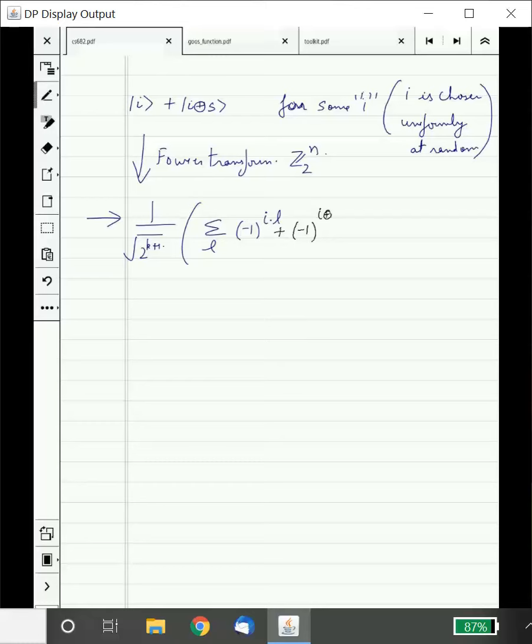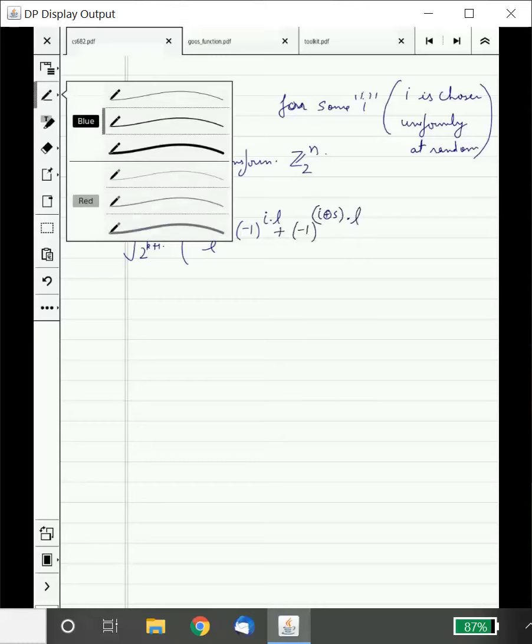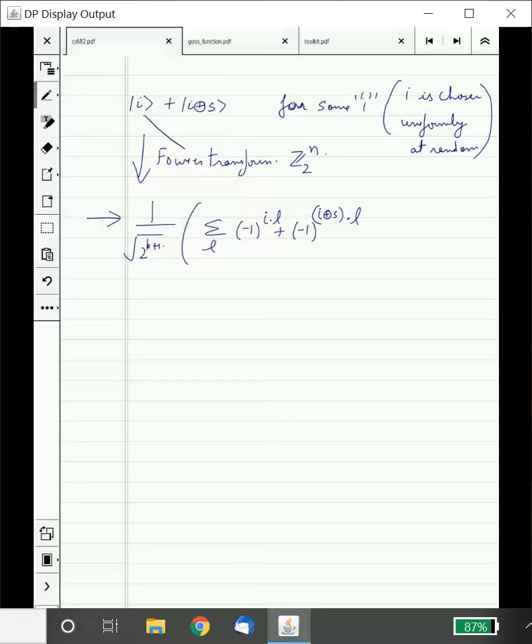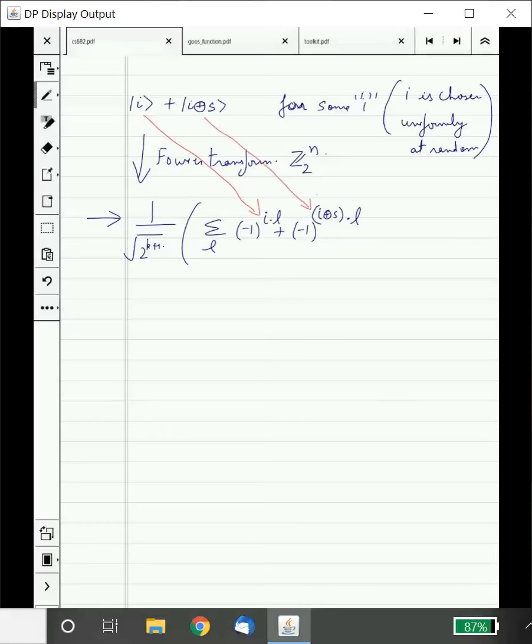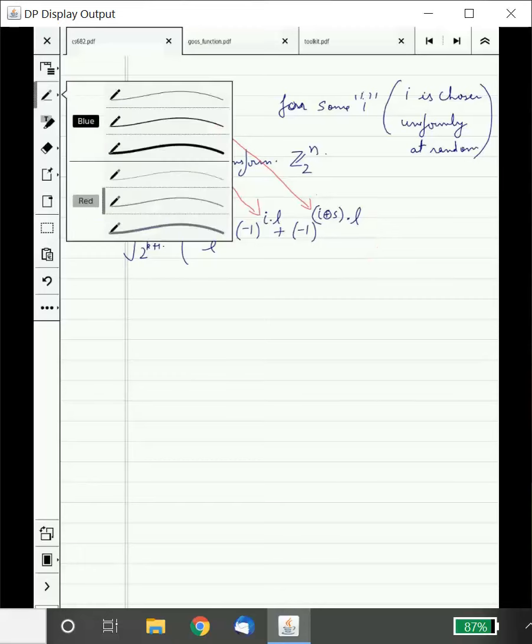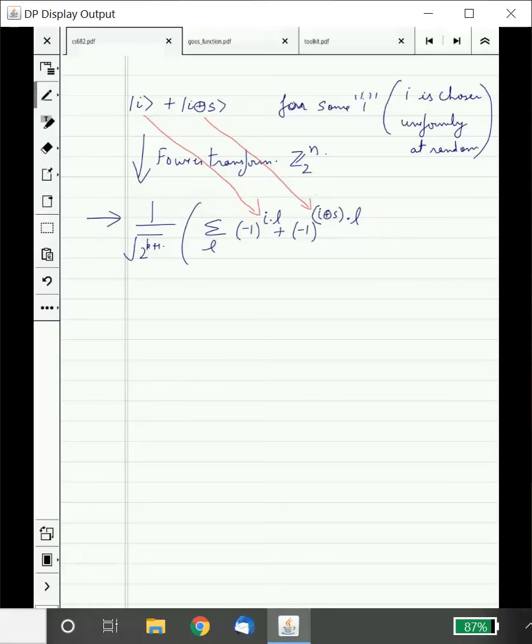State I will give you this phase, and state I plus S will give you this phase. And I should say that this is the phase for state L. This is my complete state. You can convince yourself by reminding yourself of the Fourier transform.